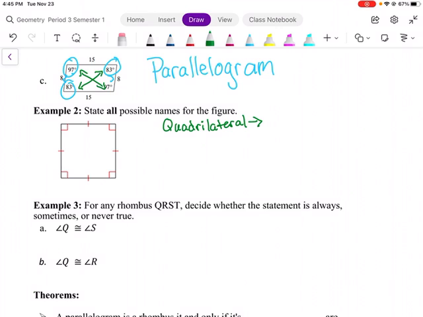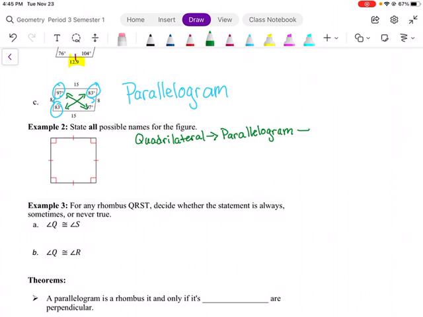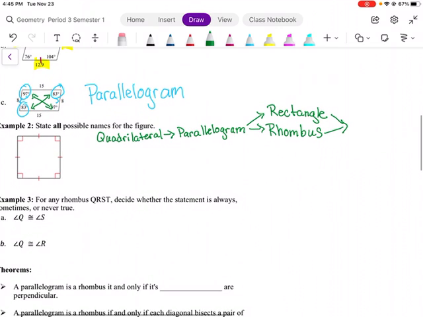Opposite sides are congruent to each other, so we know it's also a parallelogram. All of the sides are congruent to each other, so we know it's a rhombus. All 4 angles are right angles, so we also know it's a rectangle. And because it qualifies as both a rectangle and a rhombus, we know the most specific name for this would be a square.